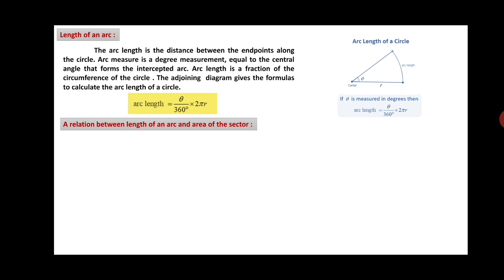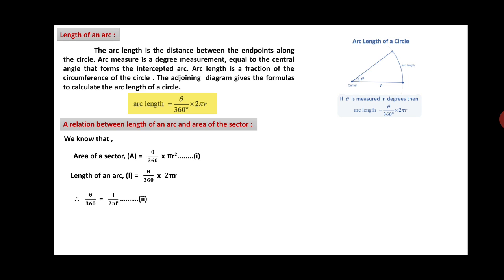Now, what is the relation between the arc length and the area of a sector? Friends, we know that area of a sector A is equal to theta upon 360 into pi r square, equation 1, and the length of an arc L is equal to theta upon 360 into 2 pi r. Therefore, theta upon 360 is equal to L upon 2 pi r. Therefore, area A is equal to L upon 2 pi r into pi r square. We substitute equation 2 in equation 1.